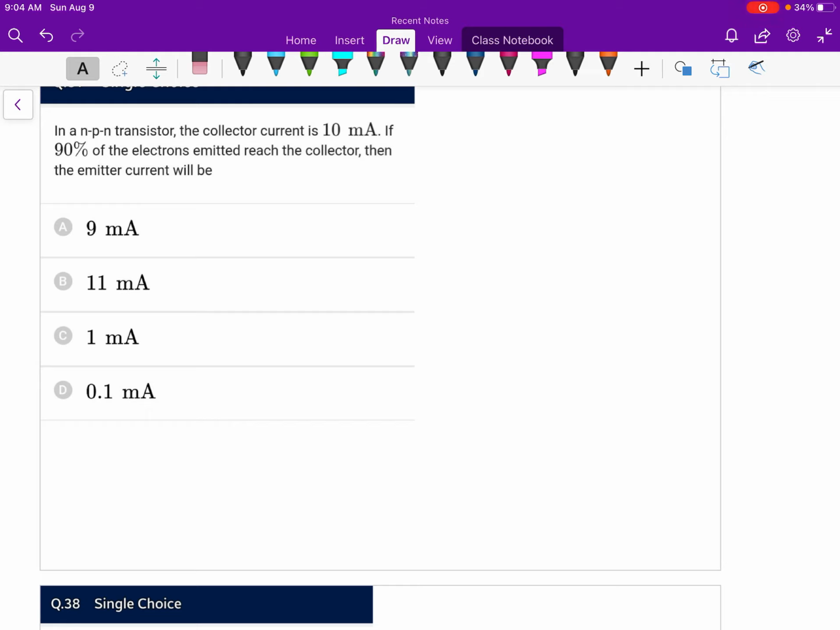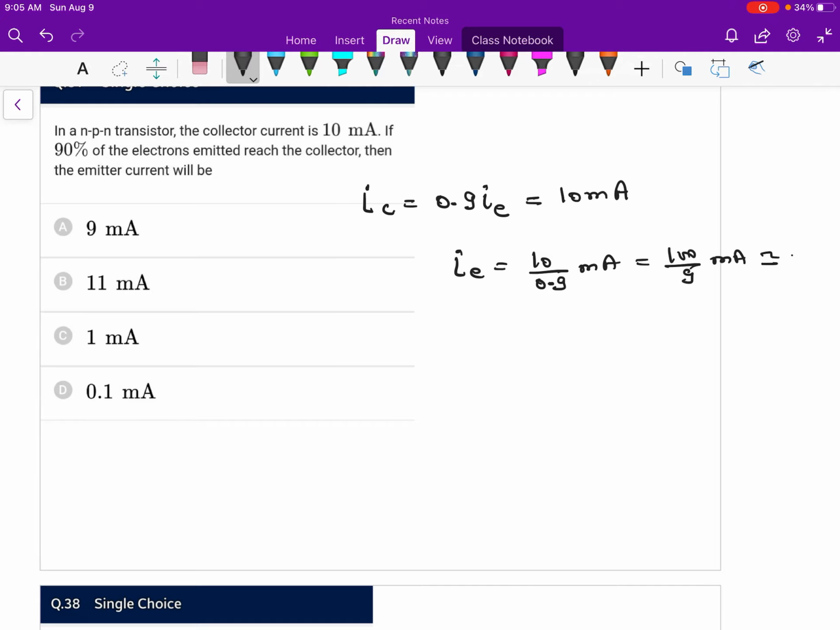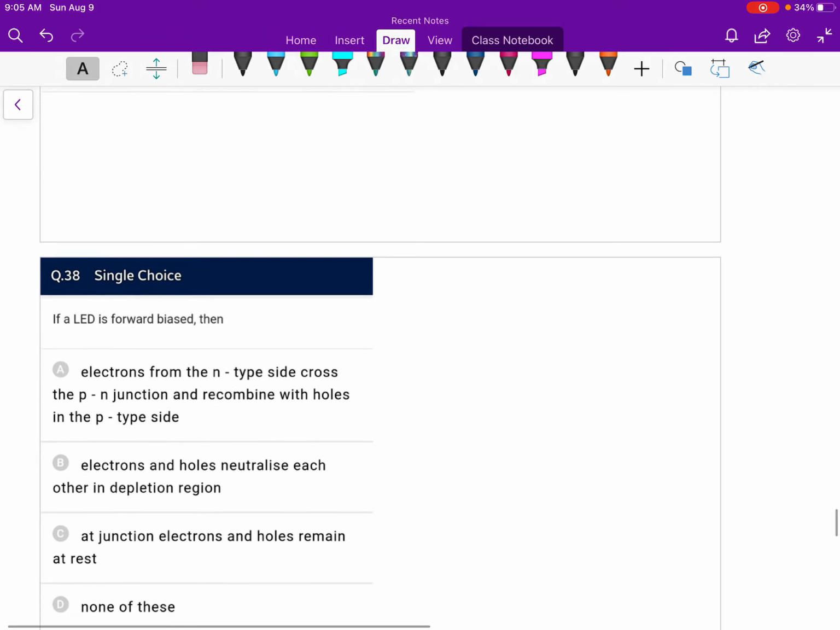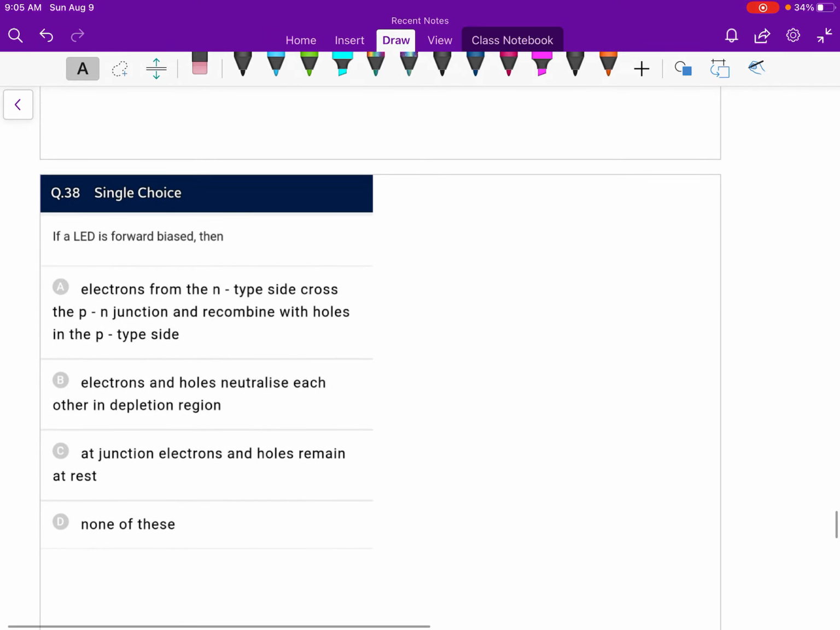If 90% of electrons emitted reach the collector, so IC is 0.9 IE, and that is given 10 milliampere. So IE is 10 by 0.9 milliampere, which is 100 by 9 milliampere, which is roughly 11 milliampere. So B is the correct option.